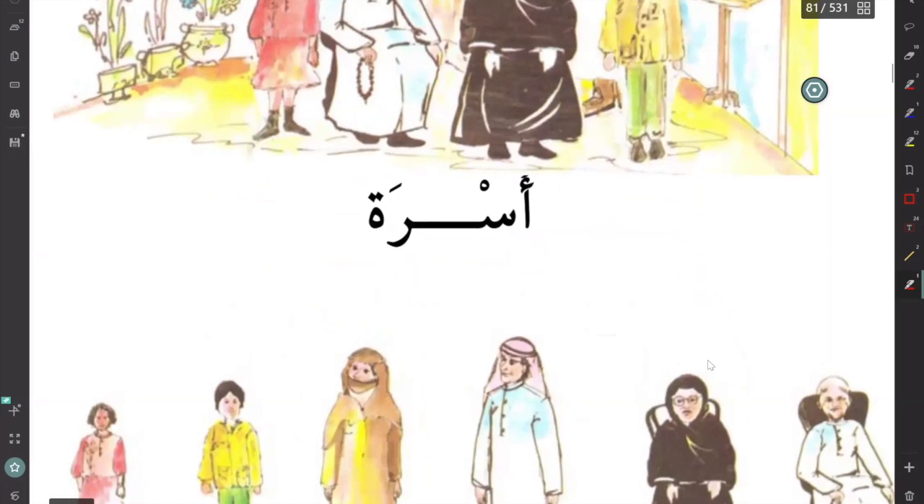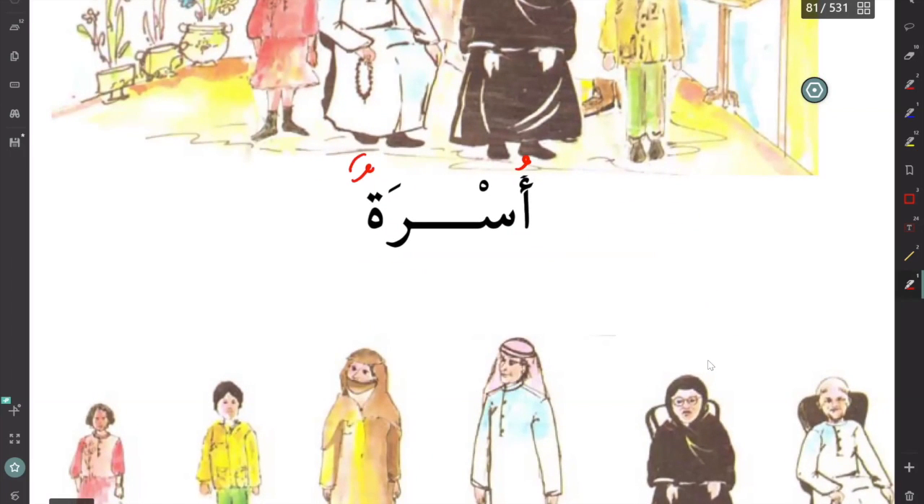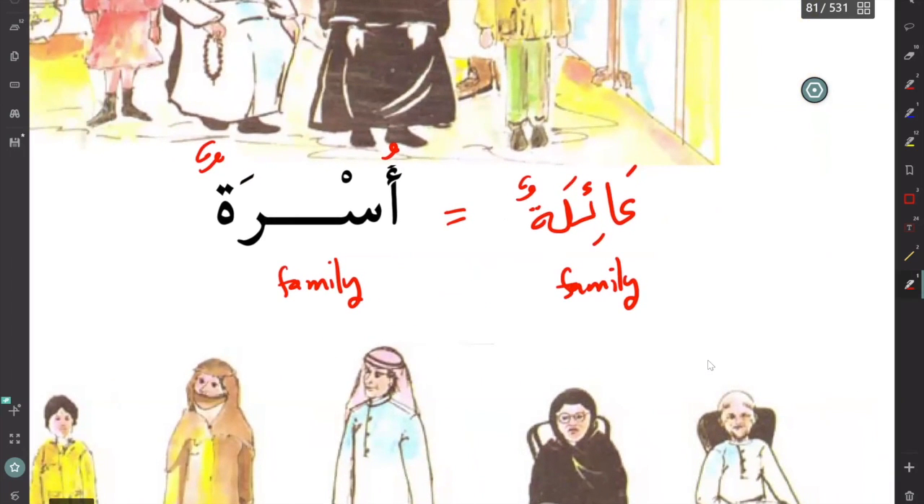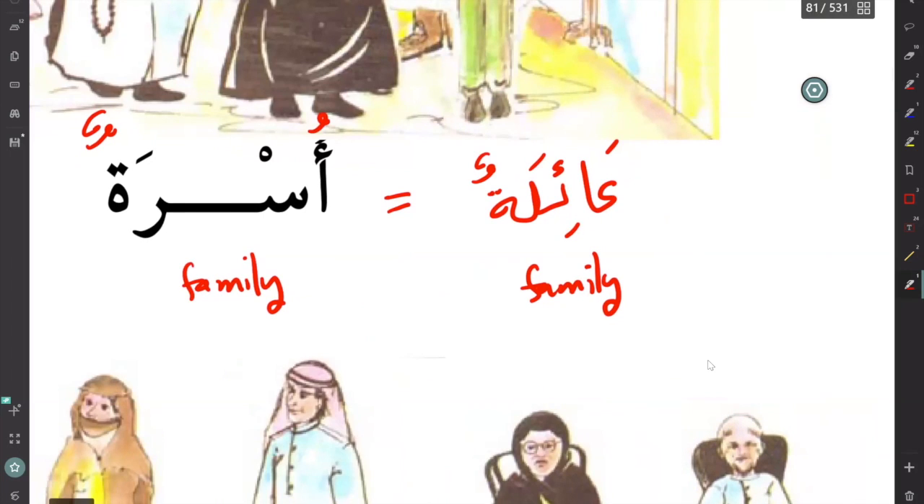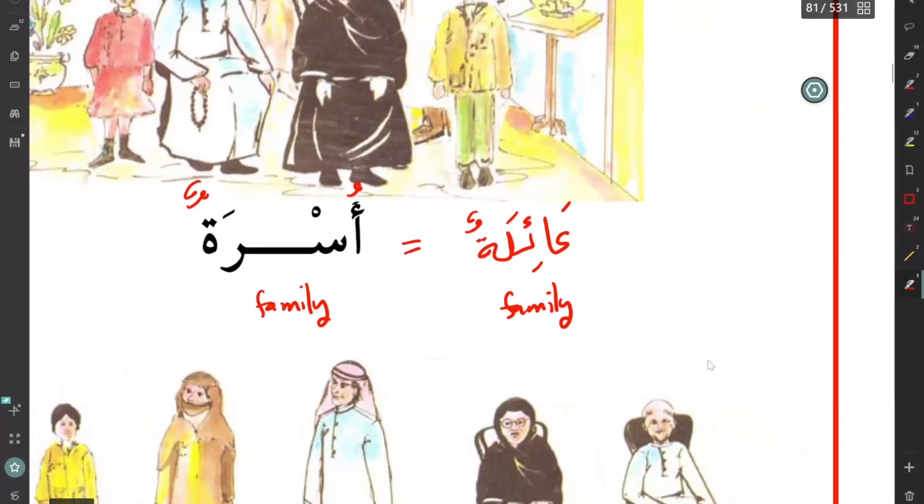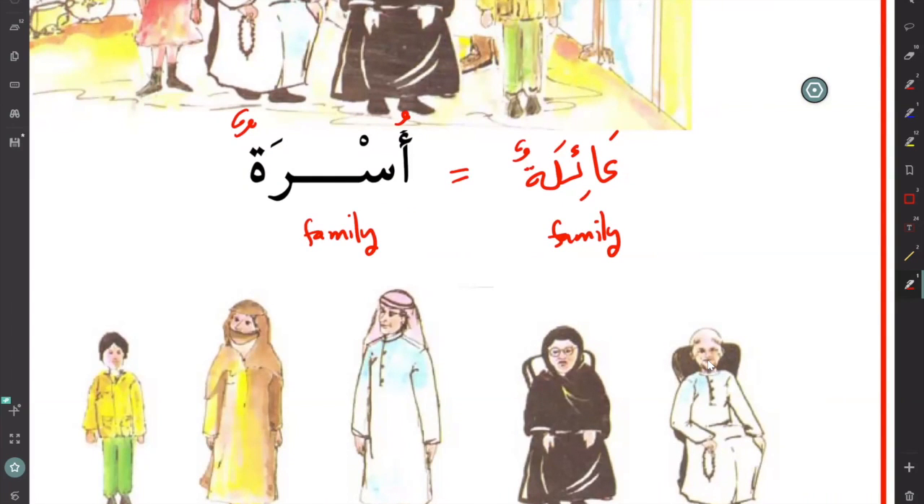Okay. Here we have usra. Usratun. Usra is family. There is another word you can memorize. Aila. Ailatun, which is also family. Okay. They're a little bit different. You may have a different opinion on the difference between them, but more or less they're exactly the same thing. Some might argue that aila is a bigger family and usra is a little bit smaller, but nonetheless we can use them interchangeably. So we can say aila or we can say usra.